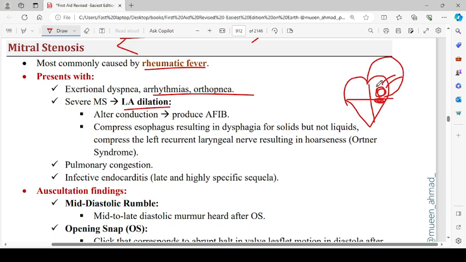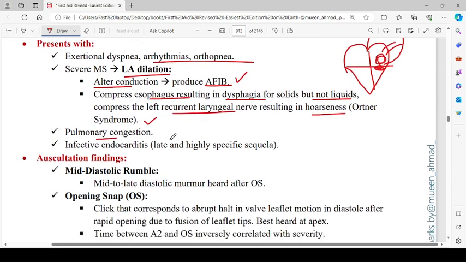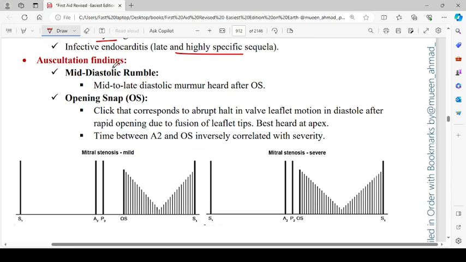Since it is dilating, firstly, it can alter the conduction and produce atrial fibrillation. Secondly, it compresses the esophagus, resulting in dysphagia for solids but not liquids. It compresses the left recurrent laryngeal nerve, resulting in hoarseness, called Ortner syndrome. Then there is pulmonary congestion, and infective endocarditis, which is a late and highly specific sequela. Auscultation findings: this is the opening snap, then we have a mid diastolic rumble, and then comes the S1 sound. A mid to late diastolic murmur is heard after the opening snap.